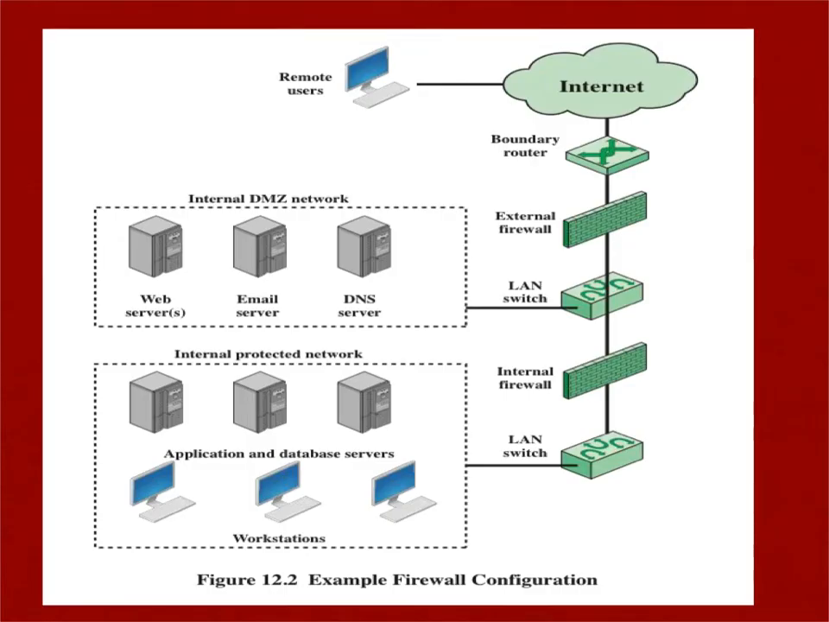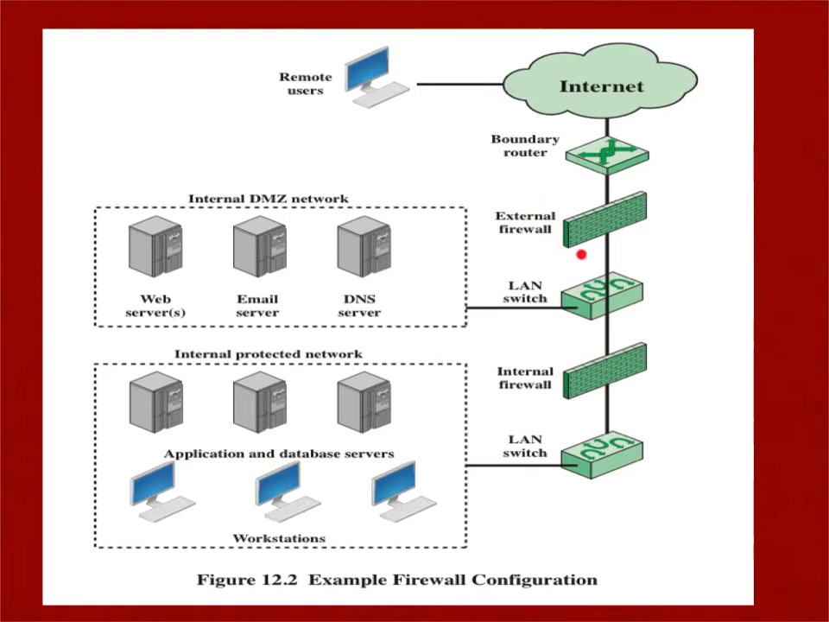So this is an example of firewall configuration. This is what we call topology. So in addition to the network topology, we have a topology for the firewall. Here, if you notice, we have an external firewall. The external firewall usually is connected with the boundary router, which we used to call the default gateway. Remember network 1, we used to call it the default gateway, which connects our network to the outside world.